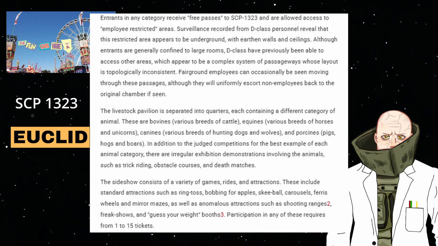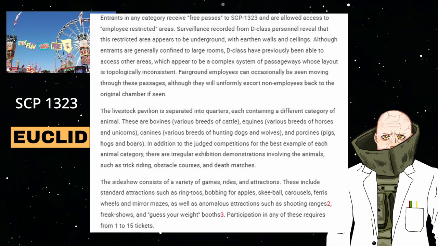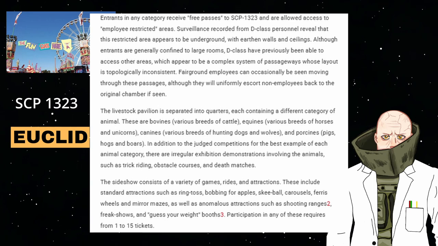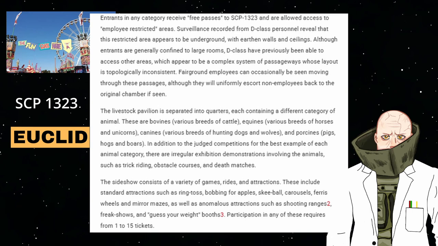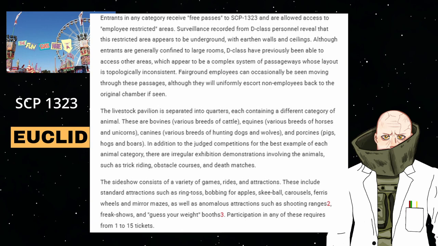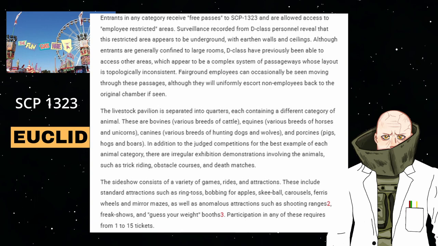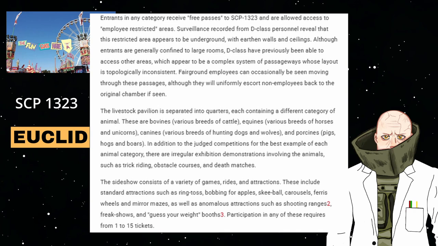The livestock pavilion is separated into quarters, each containing a different category of animal. These are bovines, equines, canines, and porcines. In addition to the judged competitions for the best example of each animal category, there are irregular exhibition demonstrations involving the animals, such as trick riding, obstacle courses, and death matches.